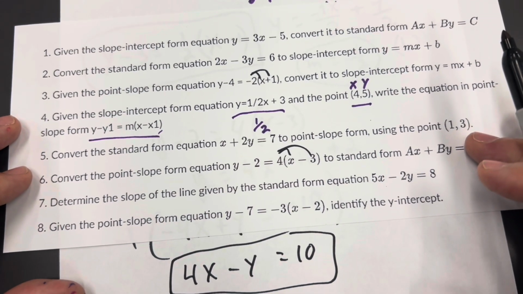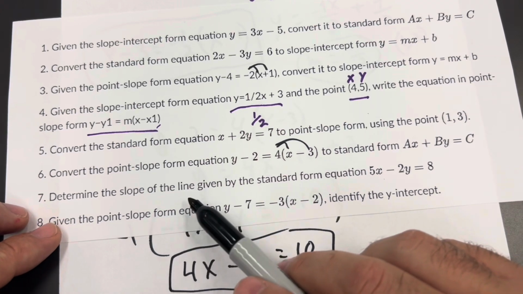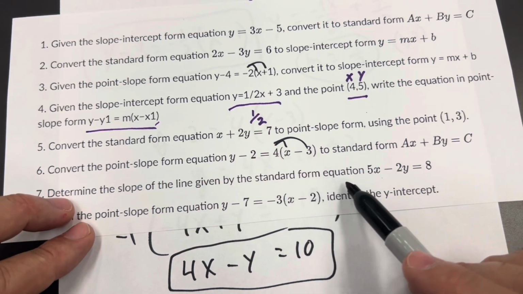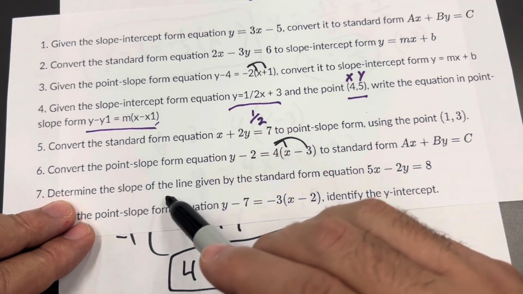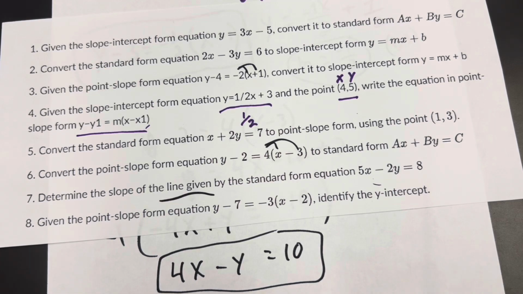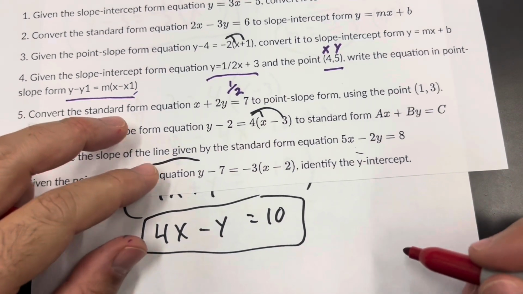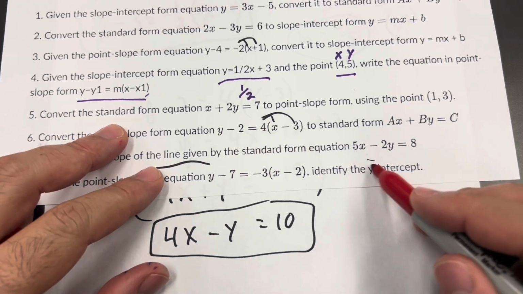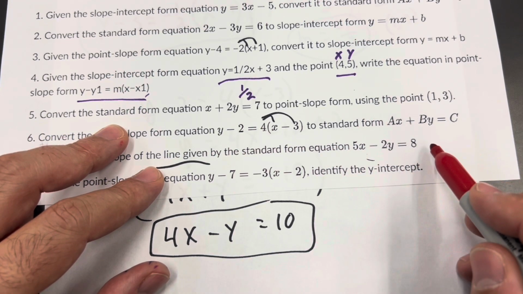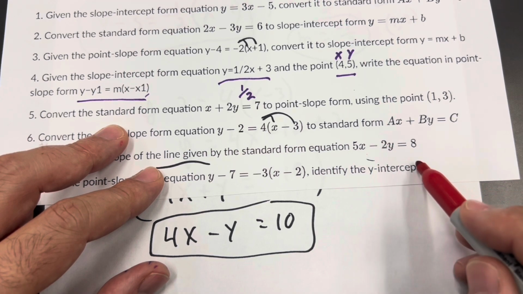Okay, let's go to number 7. Determine the slope of the line given by the standard form equation, this. So we need to find the slope here. Let me change the color. Don't get confused. Use the red one now. So the slope is very simple. The 5x goes here, minus 5x, and the minus 2 goes dividing.